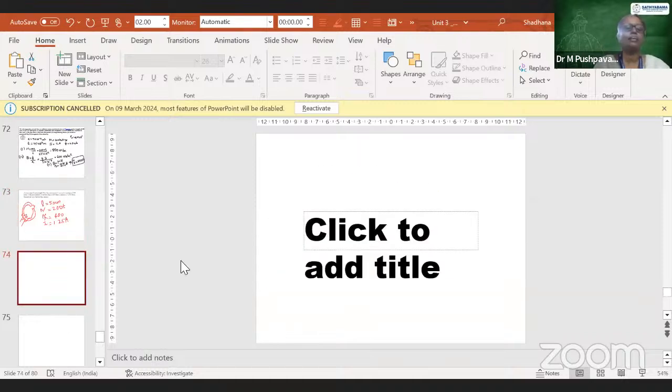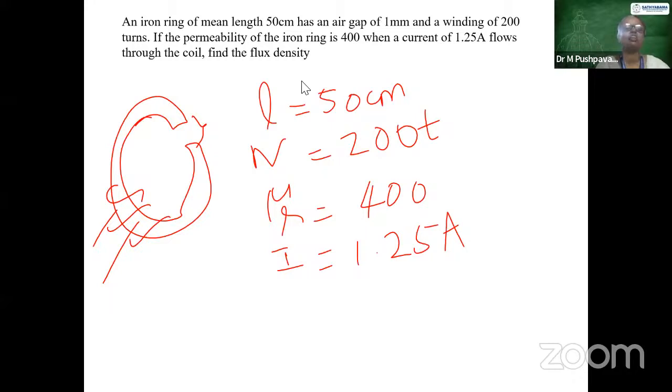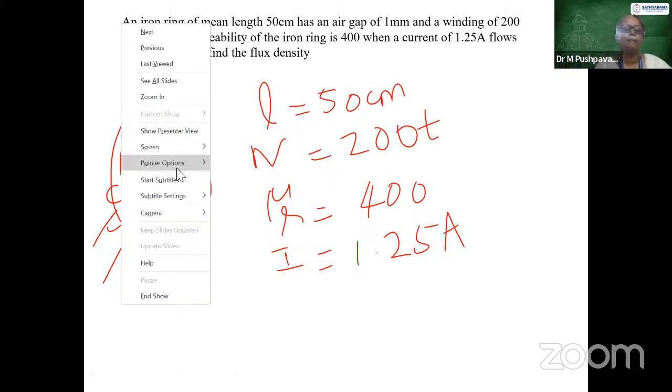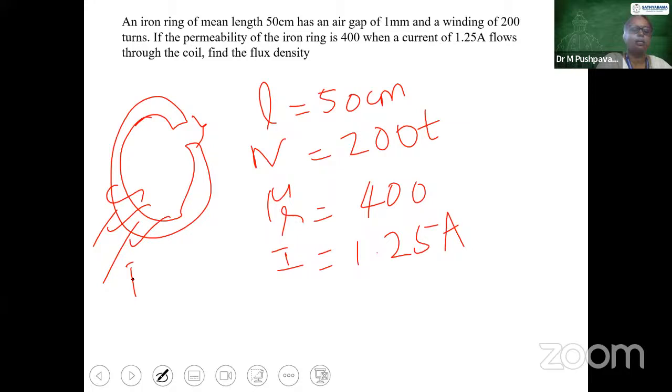How can we solve this problem? Find the flux density. We all know flux density, we have two formulas. B is equal to flux by area, but we do not know the flux value yet. Another formula is B is equal to mu H. These two formulas are used to find out the flux density value.